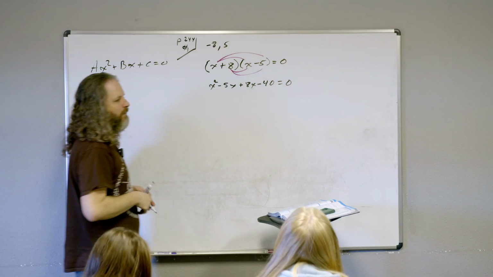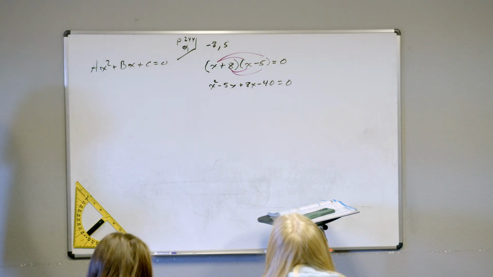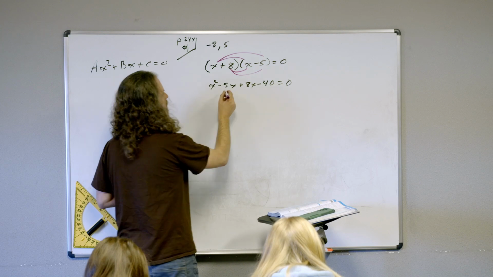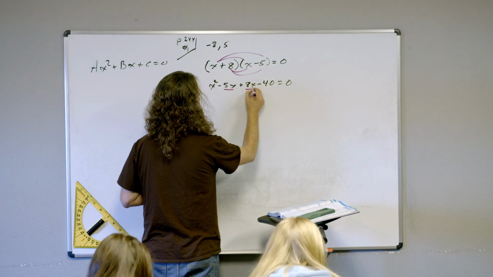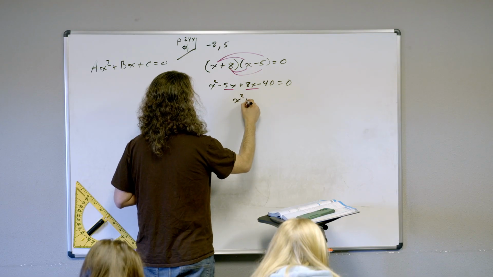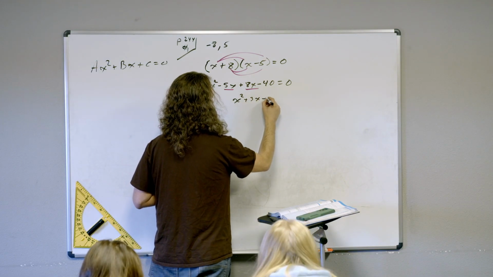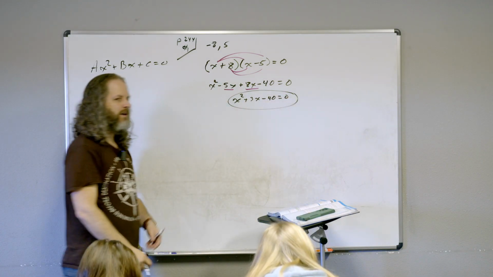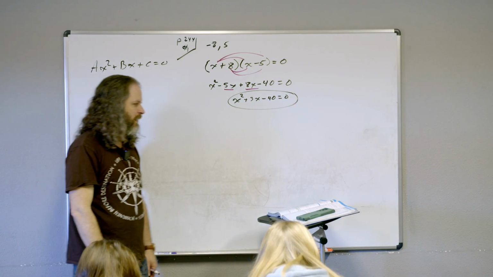This is still not quite right. What's wrong with it? Got to combine like terms. Where are they? Negative 5x and the 8x. So the answer is x squared plus 3x minus 40 equals 0. Easy money. Y'all do number 3.